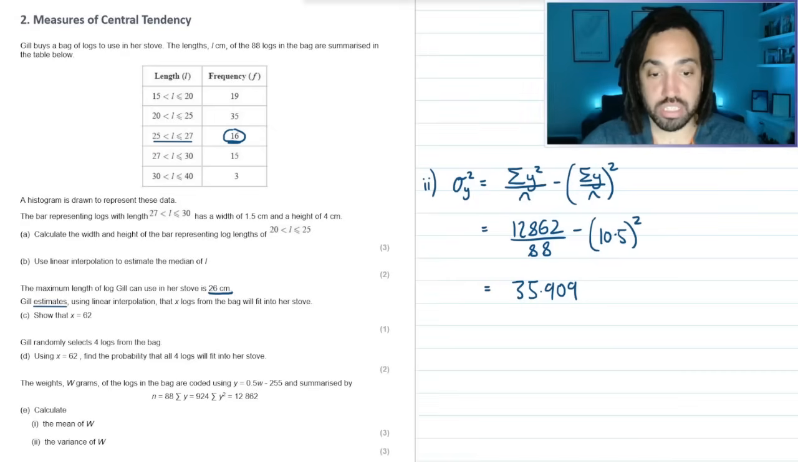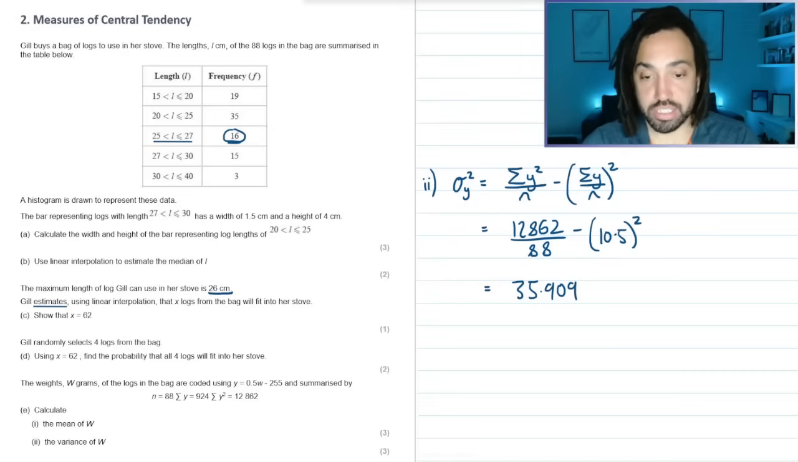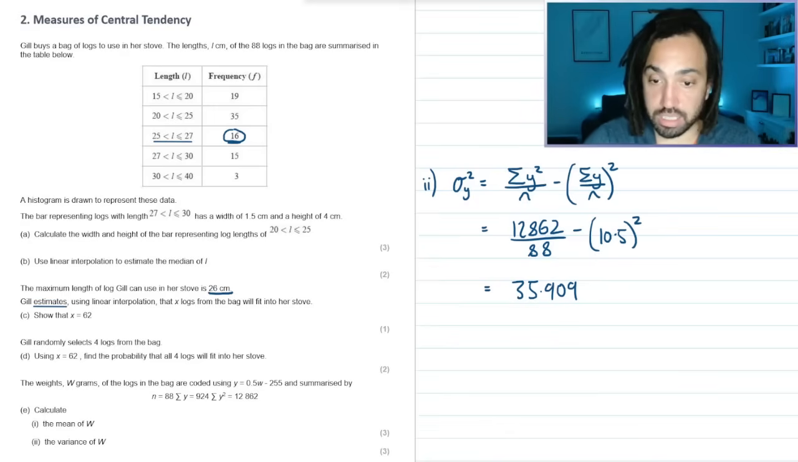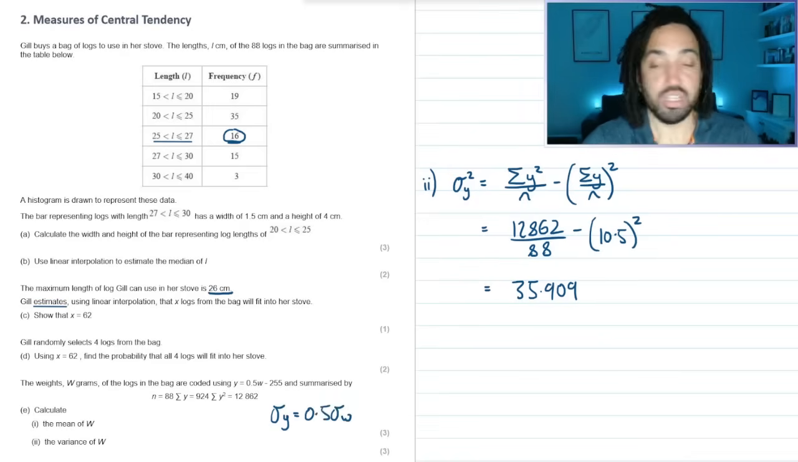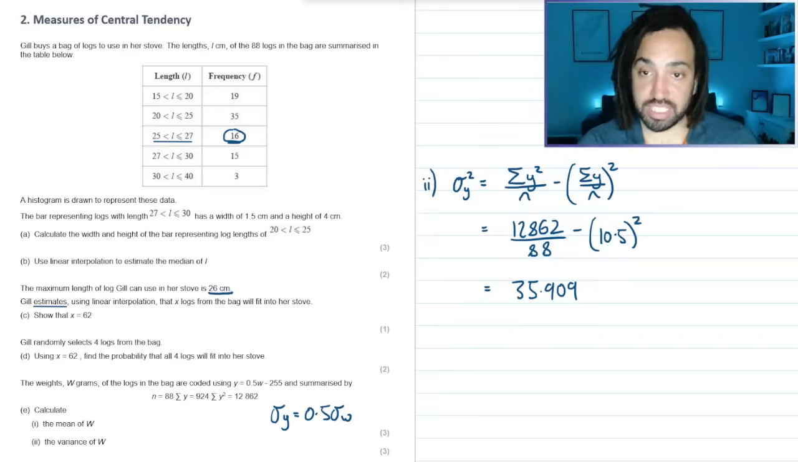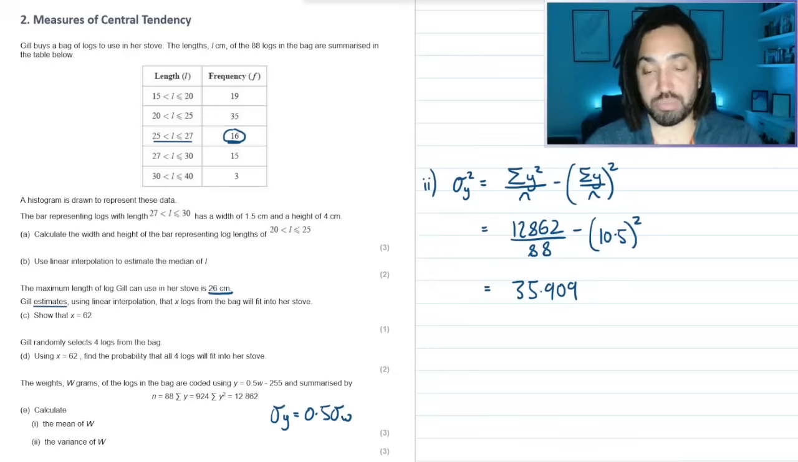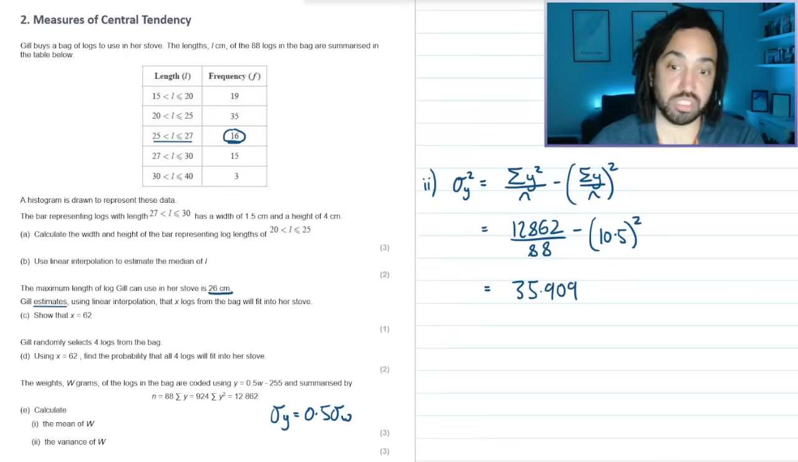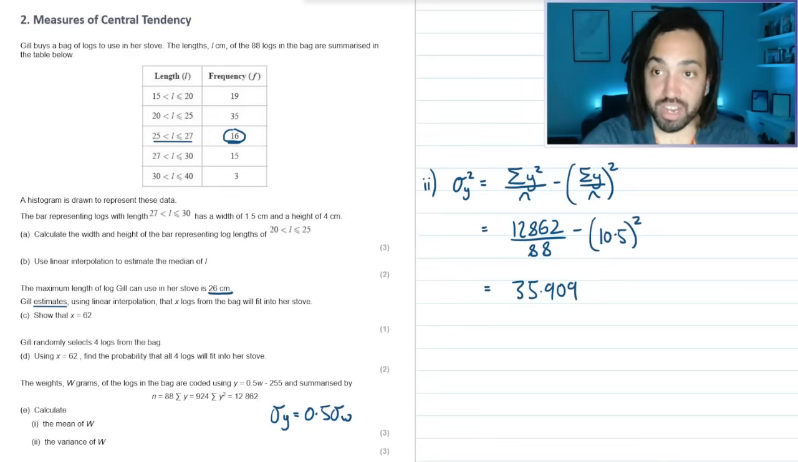Now, the way that standard deviation is linked to coded data is that the standard deviation of y in this case would equal 0.5 the standard deviation of w. So addition and subtraction does not affect the standard deviation or the variance, and that's because if you just add and subtract the same amount to every data point, it doesn't spread it out any more, it just shifts it along. But we have to be very careful here because we need to square each term in order for us to now apply the variance as opposed to the standard deviation. So this is the formula we need to use.